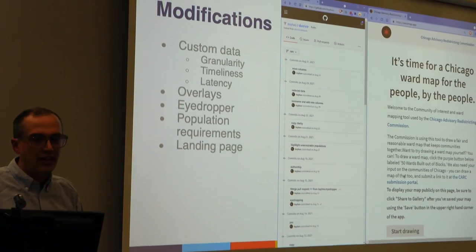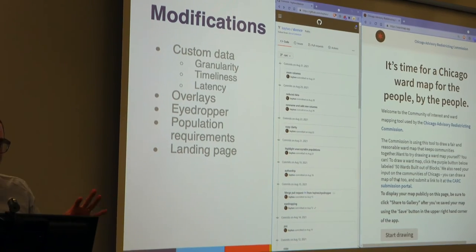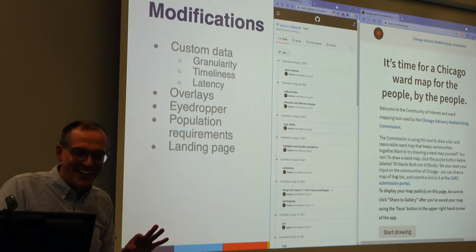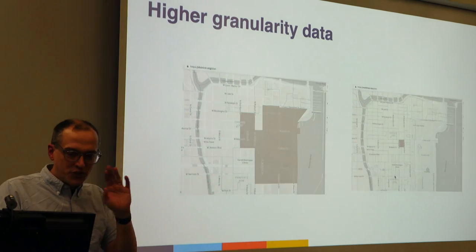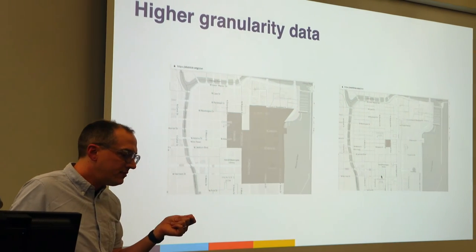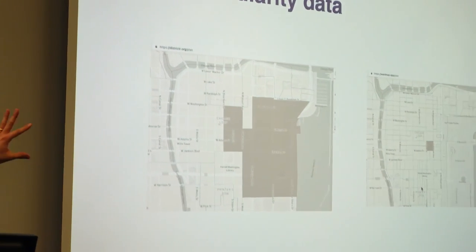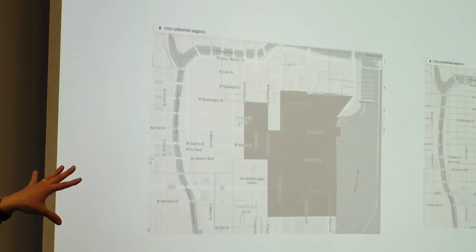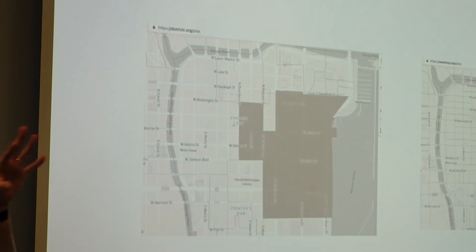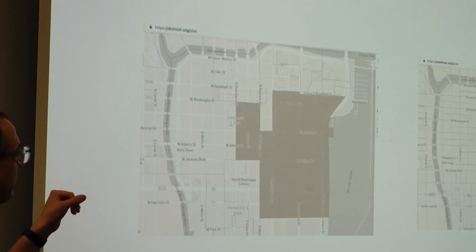And I have a whole bunch of other specific modifications, so I'm going to nerd out here a little bit more, if you don't mind. So one of the most important challenges that we had early on was that the standard version of Districter only had the ability to draw new ward maps at the precinct level.